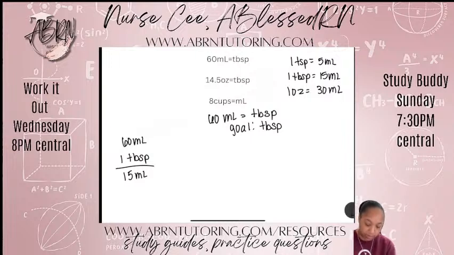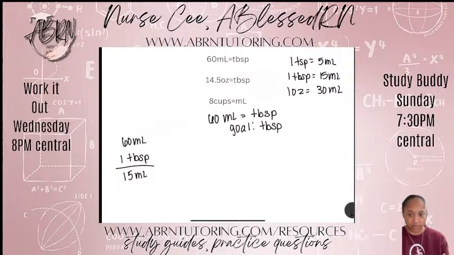All right. So 5, 15, 30. When you group your conversions like that, it makes it easier versus just having a table. You know what I'm saying? They just give you all of these, this equals this, and you're just like, it's so much. Break it down.